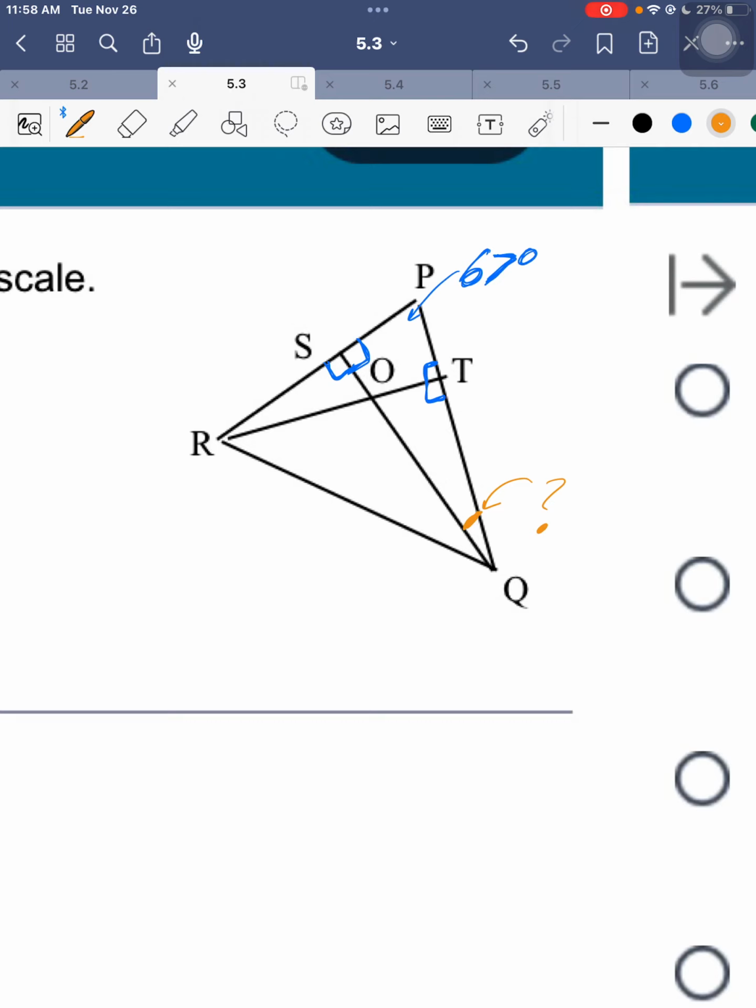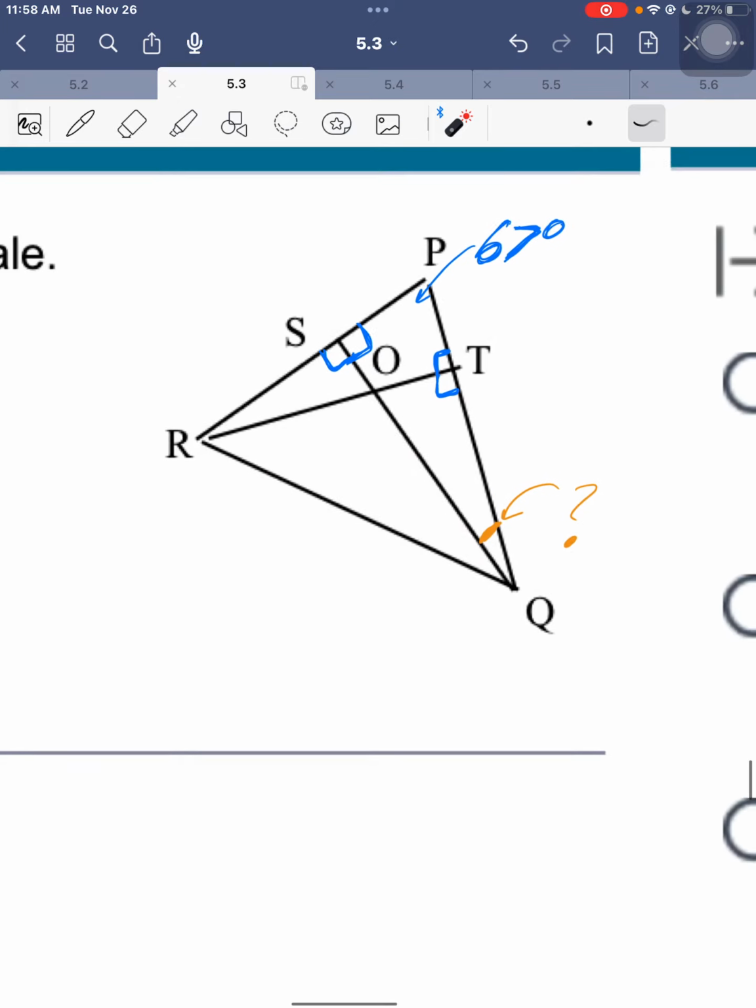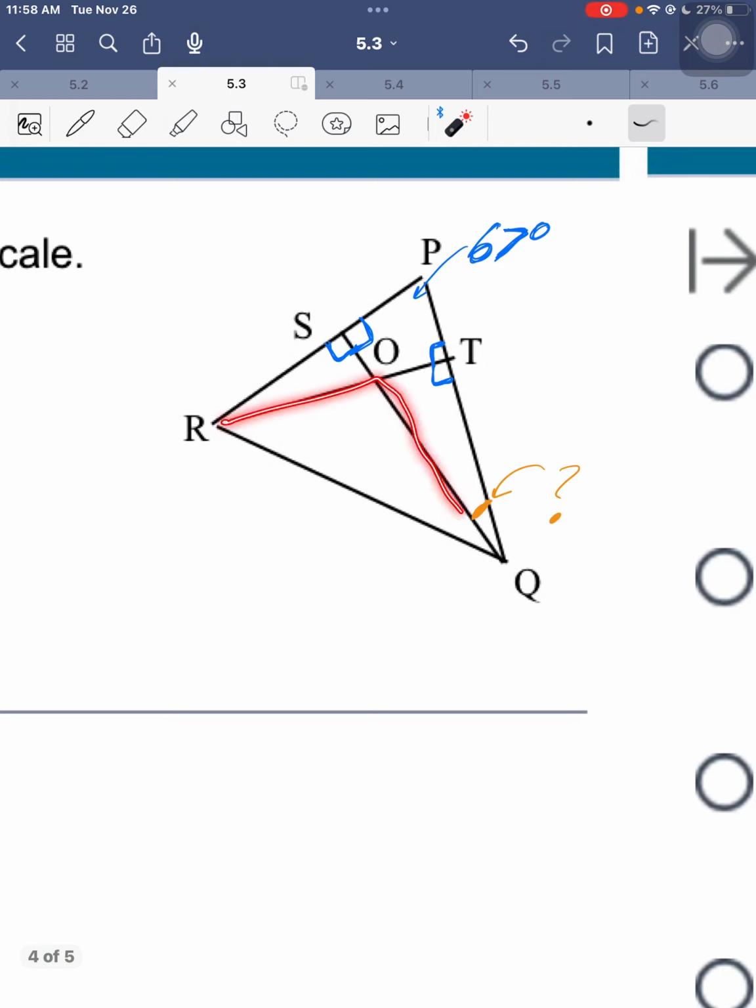Okay, so how can I go about doing that? Well, this is a tricky question because you have to start looking at how many triangles you have and what properties of triangles and angles you can actually use. So how many triangles do I have here, guys? I have 1 big triangle, 2, 3, 4, 5. I have a bunch of triangles in here. But what is the one triangle where I know at least 2 of the 3 angles, so I can actually find it? So let's take a look at ROQ. Do I have any angles here? No. So how can I ever find any other angle here?